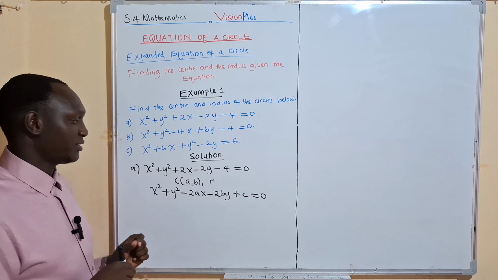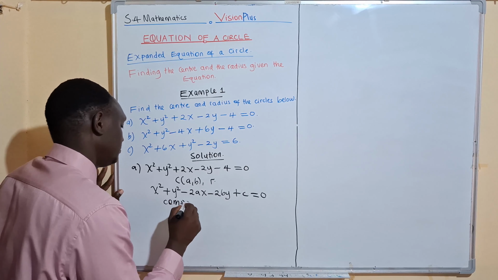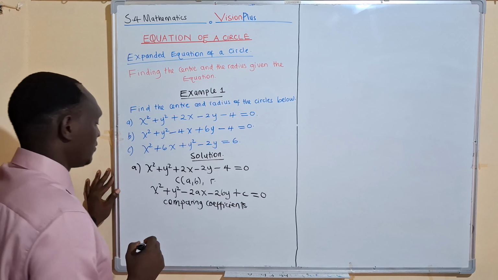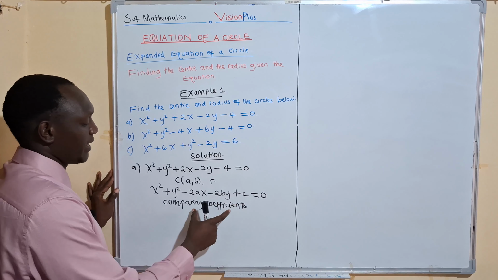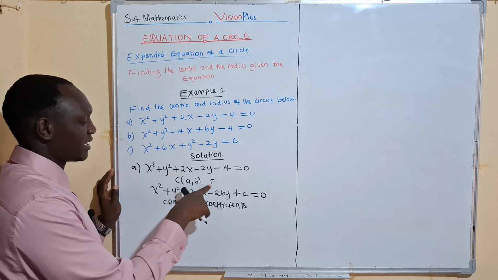In this case, I'm going to compare coefficients so that our work is lighter. So I'm going to say comparing coefficients, which is the same as comparing terms. Now, we are going to compare the coefficients of our interest, where we have the unknowns that we want. Like here, we want a, b, and r. So our interest will be where a is, b is, and r is.